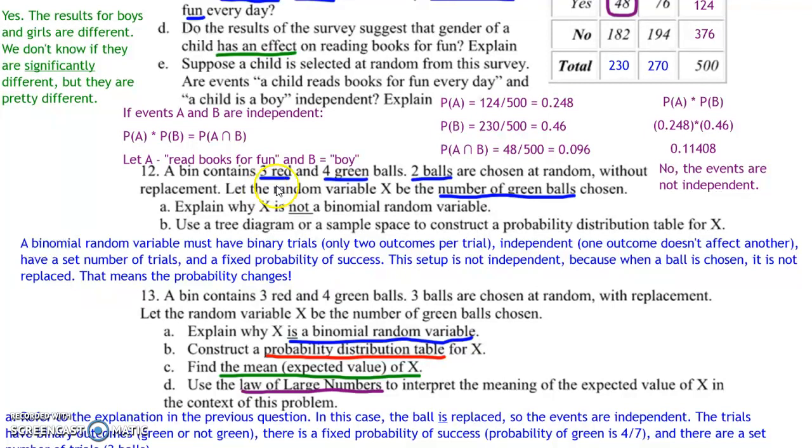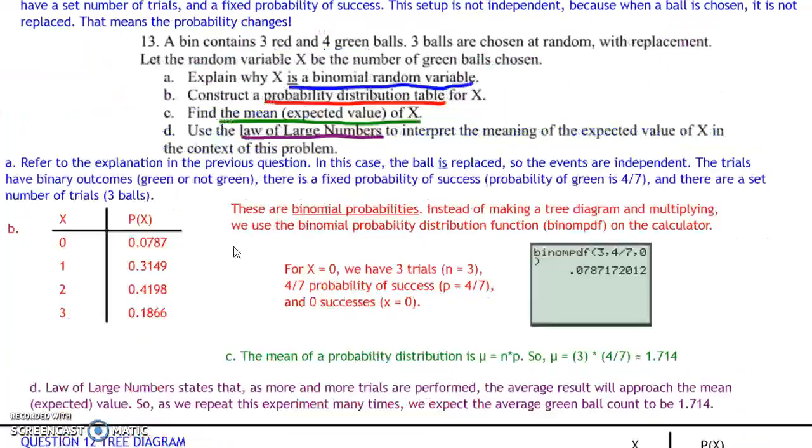Because think about it. You have 7 balls in this bin. When you pick one out and you don't put it back, there are only 6 balls left. So that means we've changed our probabilities. So if the probability changes, we can say it is not a binomial random variable.